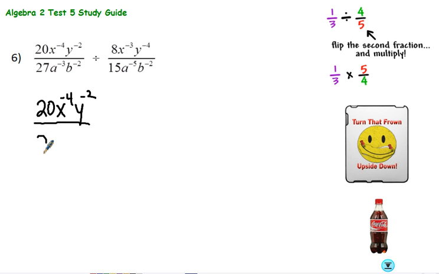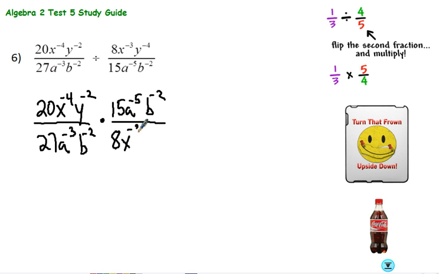All right, so remember, the first fraction stays the same. I'm not worried about changing any exponents at this point, so I'm not worried about changing any frowns upside down. So I'm going to rewrite this one. Everything that's on the bottom will now be on the top, and everything that was on the top will now be on the bottom. All right, so I've rewritten it as a multiplication problem.